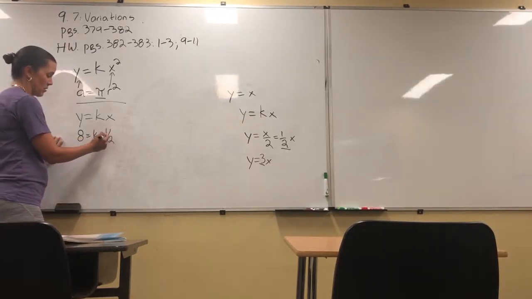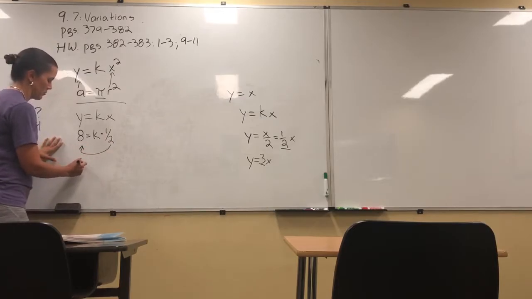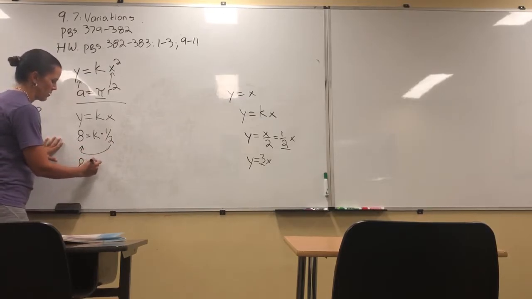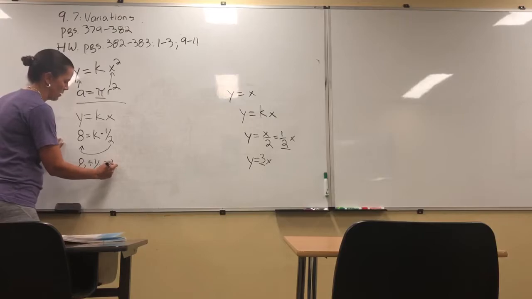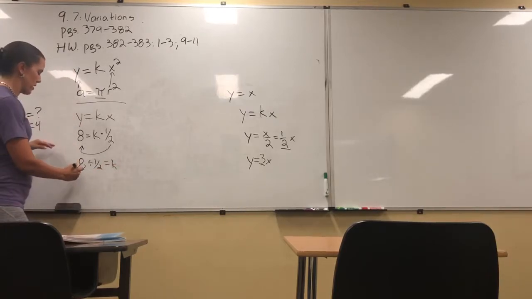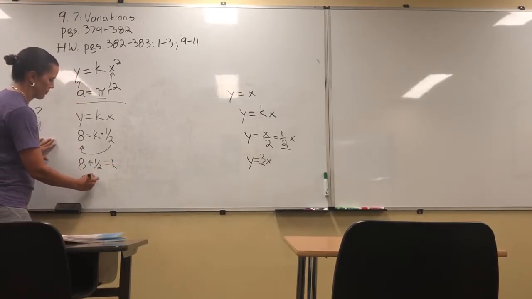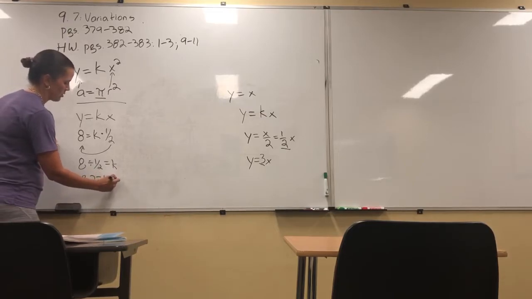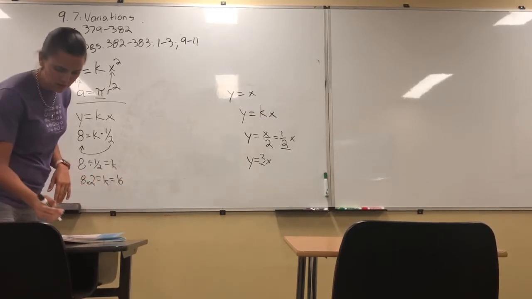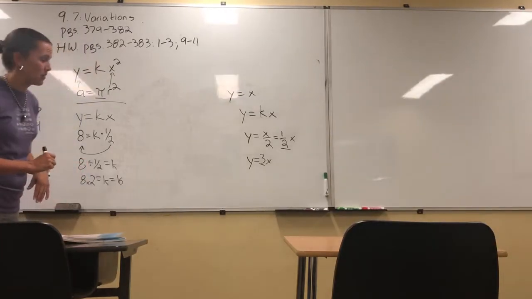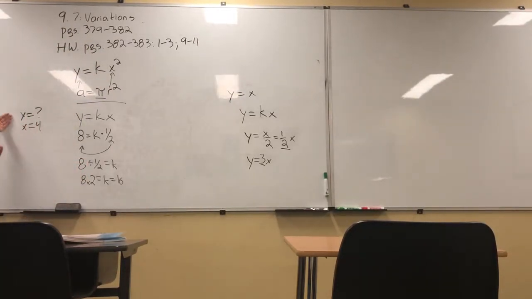All we have to do now is bring this 1/2 over to this side. So it's 8 divided by 1/2 equals k. So remember, when you're dividing, you just flip the fraction. So you're just saying 8 times 2 equals k, which equals 16, right? That's also what the book got. So now we know that that's our constant. Well, we have x, we have a constant, we can find y.